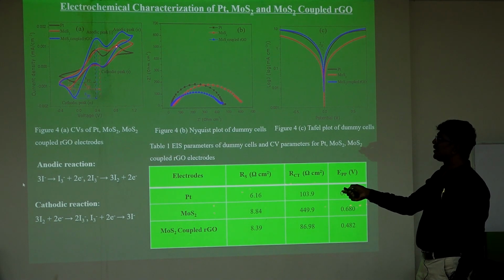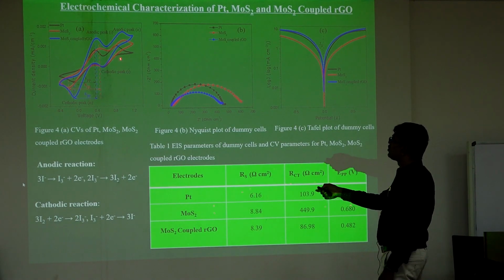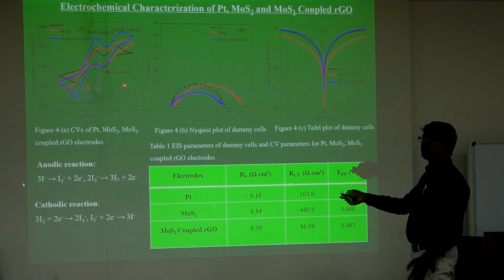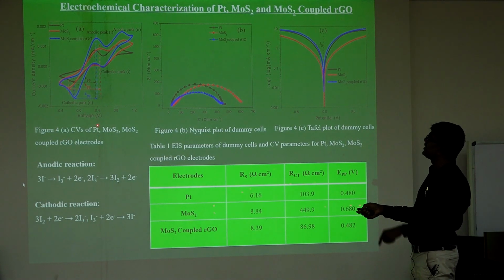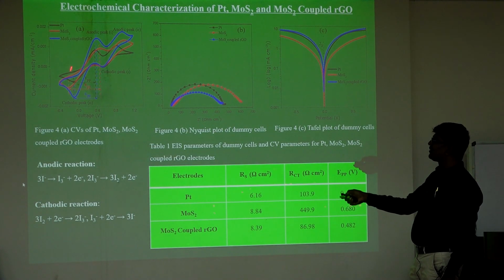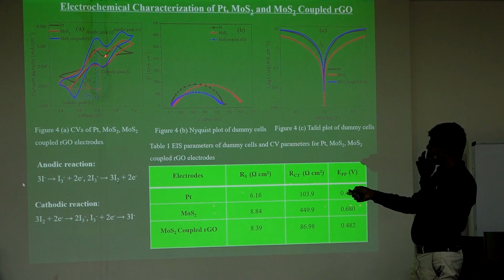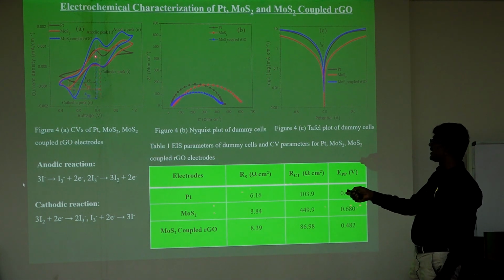The difference between your oxidation and reduction peak will be 0.59 volt, which means it is a reversible potential. So platinum shows almost this 0.59 volt peak. It may be a good reducing and oxidizing agent. When you do molybdenum sulfide coupled with RGO, almost the same peaks are noticed. So these compounds have good catalytic activity similar to your platinum. That's the important point we can understand.